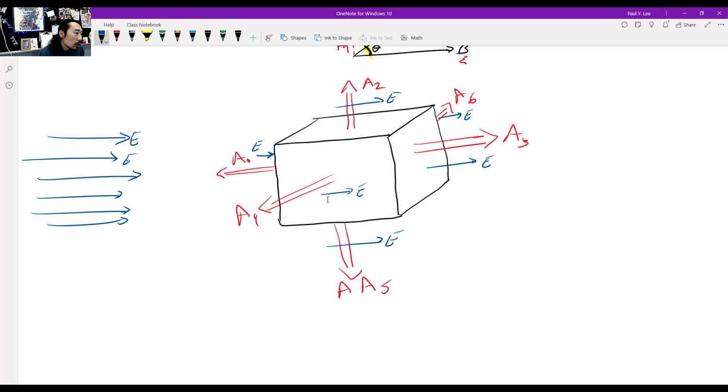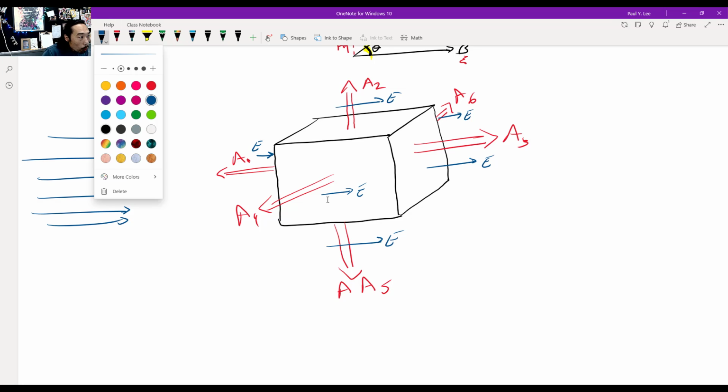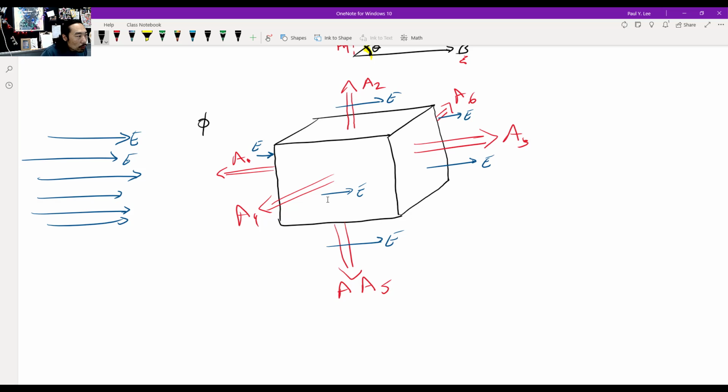Okay, so if I were to ask you, what is the total or the sum of the flux for my cube? Let's do this in order. Let's start off with A1. So if I look at A1, let's start off with my formula, E dot A. I see that my E field vector and my area vector are perfectly lined up along the x-axis, but one's pointing to the right, one's pointing to the left, and therefore we have negative EA.